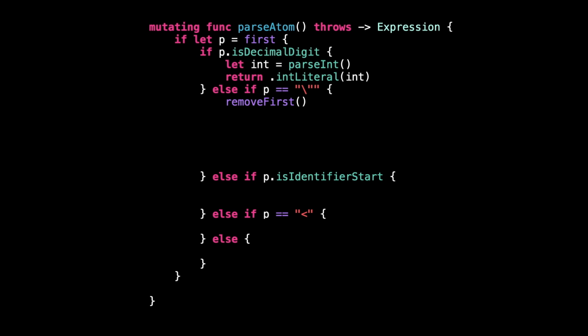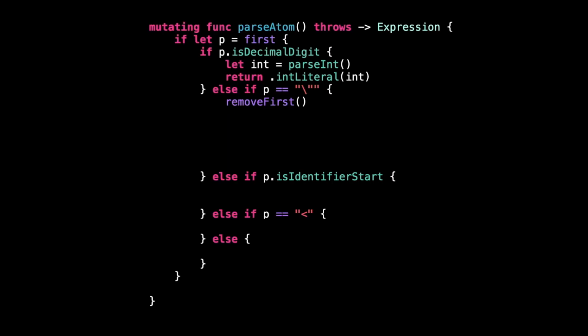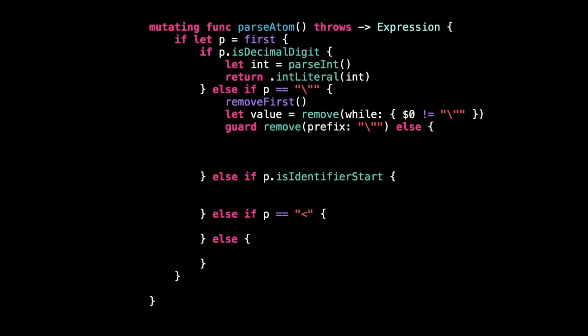And when we see a quotation mark, the first thing that we need to do is remove that quotation mark. And then we're going to try parsing everything we see until we hit another quotation mark. So that's this remove while. And then we expect that there's going to be another quotation mark. That's the end of the string literal. And if it's not there, we're going to throw an error. So if it's not there, it typically means we're at the end of the file. So then we return a string literal.